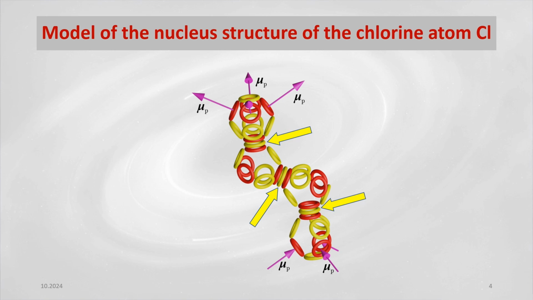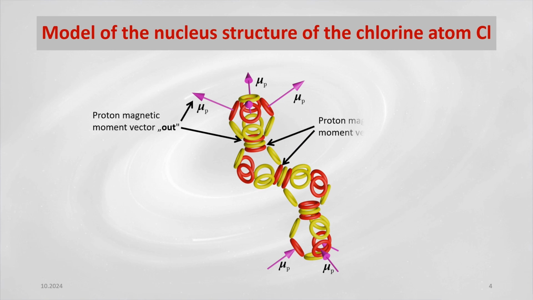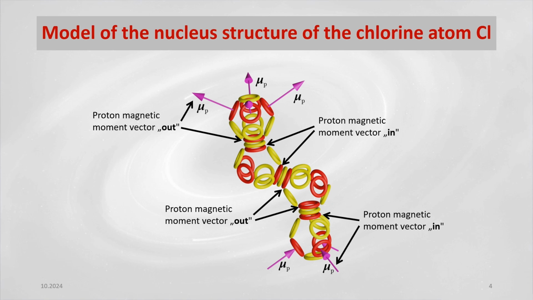The chlorine atom nucleus model is terminated on one side by a globule with 5 protons whose magnetic moment vectors are directed radial exterior from the globule and the other by a globule with 4 protons whose magnetic moment vectors are directed radial interior into the globule.